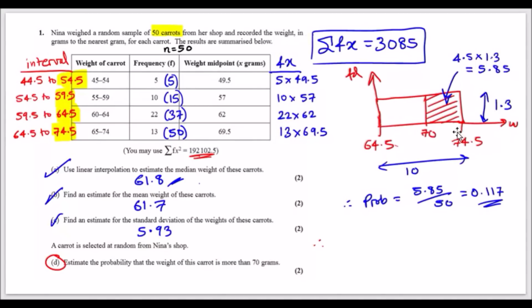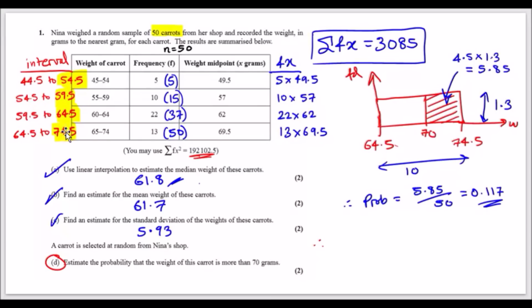I treated the width as a class width, the weight, and then the height is the frequency density. Now drawing the rectangle, I just cut down 70 in the middle, and I realized this is the interval we want, the area of interest. Now to work this all out, we know a couple things. We know that the width between here is 10, so I put 10.